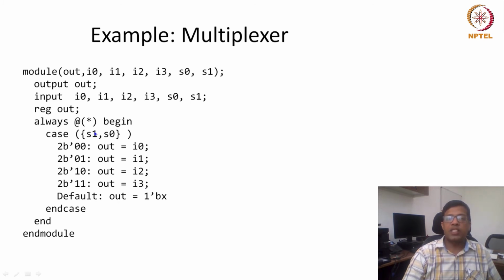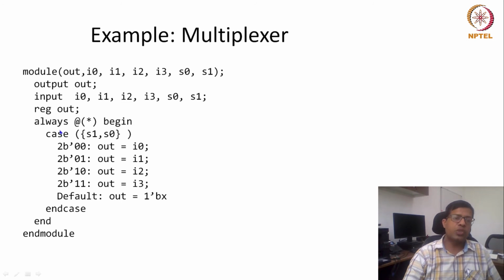And when it is none of them, what does it mean? It means either of S1 and S0 is X or Z, because the select input to my multiplexer is not known. So it's good to say that out is equal to unknown. Out is also unknown if our select is unknown.